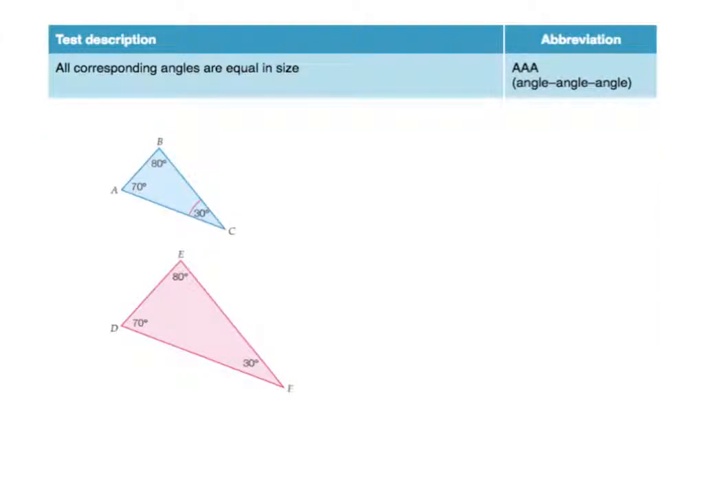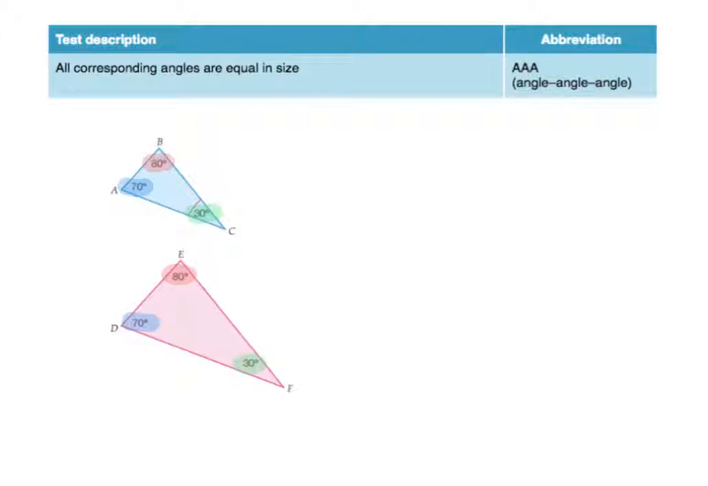So the first one we're going to have a look at is angle, angle, angle, or the abbreviation AAA. And we can use this rule when we have 3 angles within a triangle that are the same. So we can see that we've got an 80 degree and an 80 degree, a 70 degree and a 70 degree, and a 30 degree and a 30 degree. So we have 3 sets of matching angles that are all the same. So we can say that those 2 objects are going to be similar because they all have corresponding angles that are equal in size.